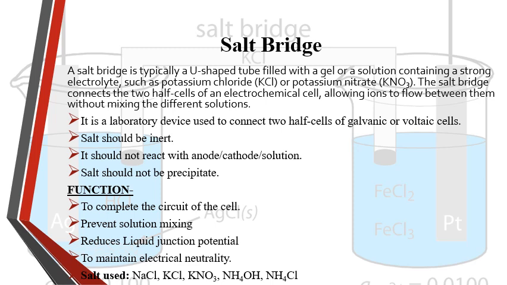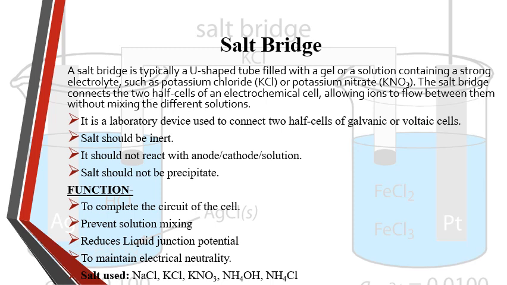Now, when we say it prevents solution mixing, direct mixing of the solution from the two half cells could lead to unwanted side reactions that can interfere with the primary reaction of interest. So the salt bridge physically separates the solutions while allowing ionic conduction, thus preventing these side reactions.